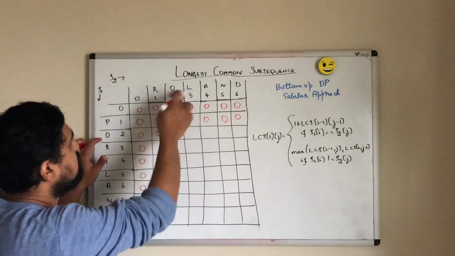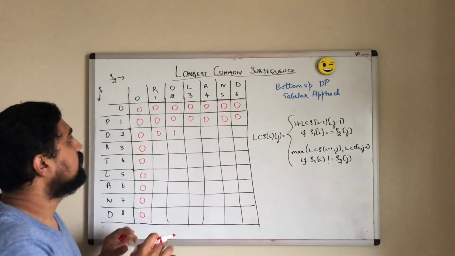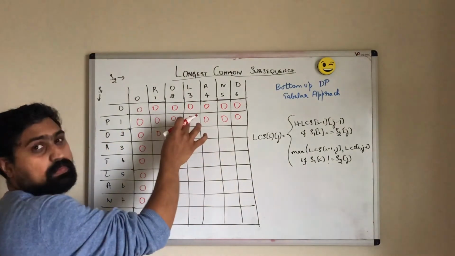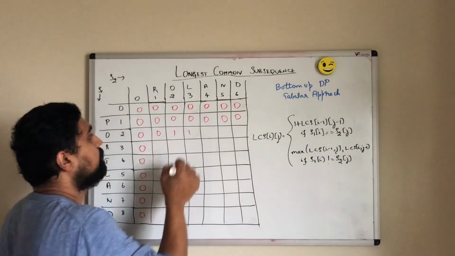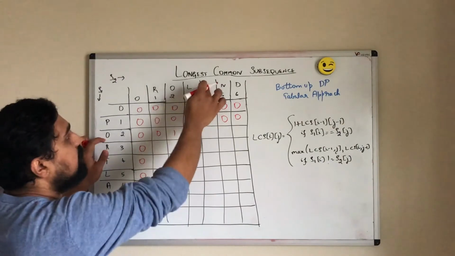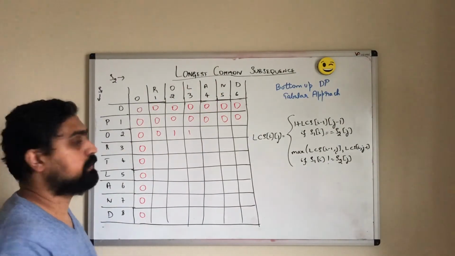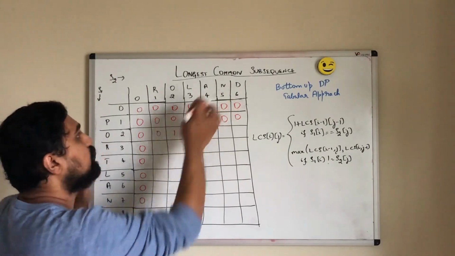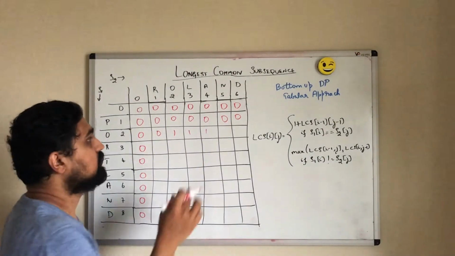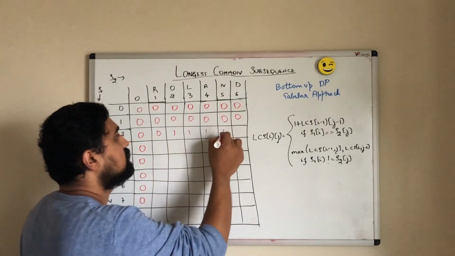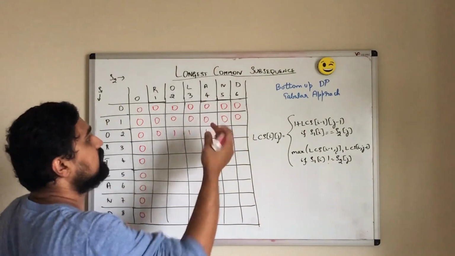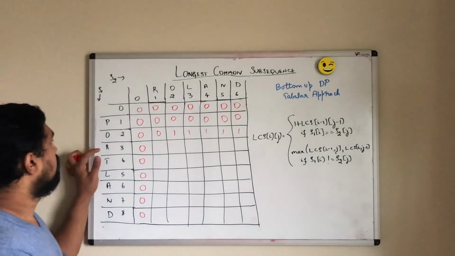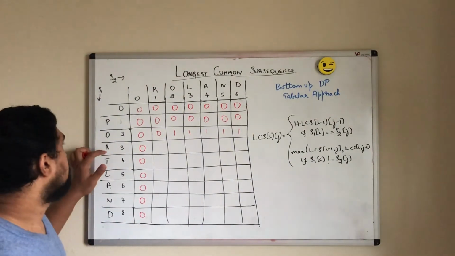Now let's move to the next character. So character O and L. So there is no match. We end up with the second condition. So we pick the maximum of these two. So the value is 1. Now character O and character A. So these two do not match. Again we pick the maximum of these two. So this is 1. Character O and character N. So these two do not match. Again we pick the maximum of these two. So this is 1. O and D. Again they do not match. So we pick the maximum. So this is 1.